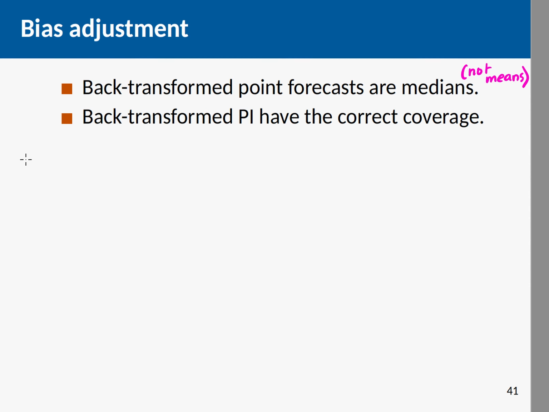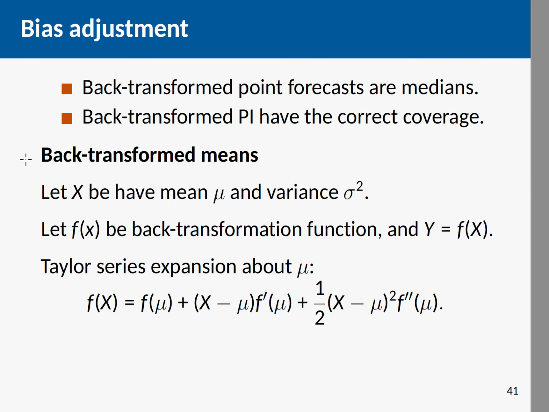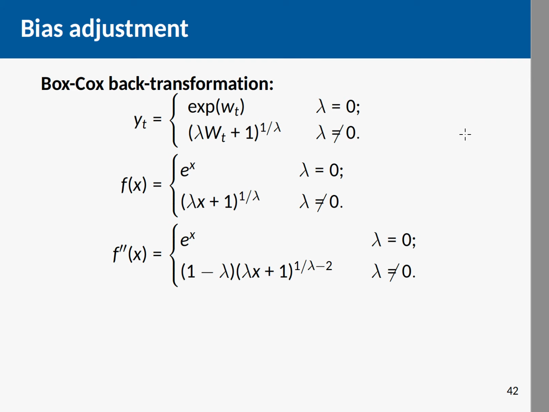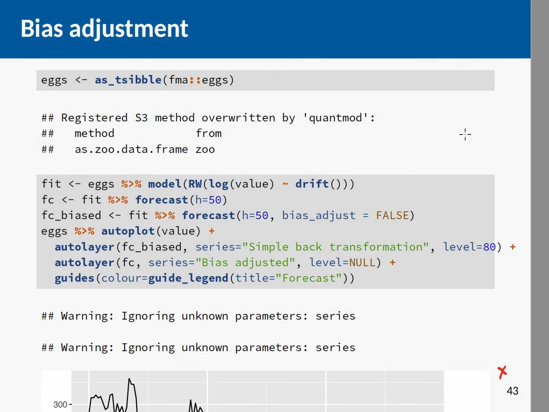And it's very easy to do that in R. Now here's a little bit of math. You don't have to worry about that because this is an applied class, but the back transformation is given by f of x, and that's just a Taylor series expansion about its mean. So whenever we are using the mean rather than the median, the point forecasts are bias adjusted. So we want to do that. And here's a little snippet of the code that would help you understand it. There's a nice diagram in your textbook that talks about how you can do it.